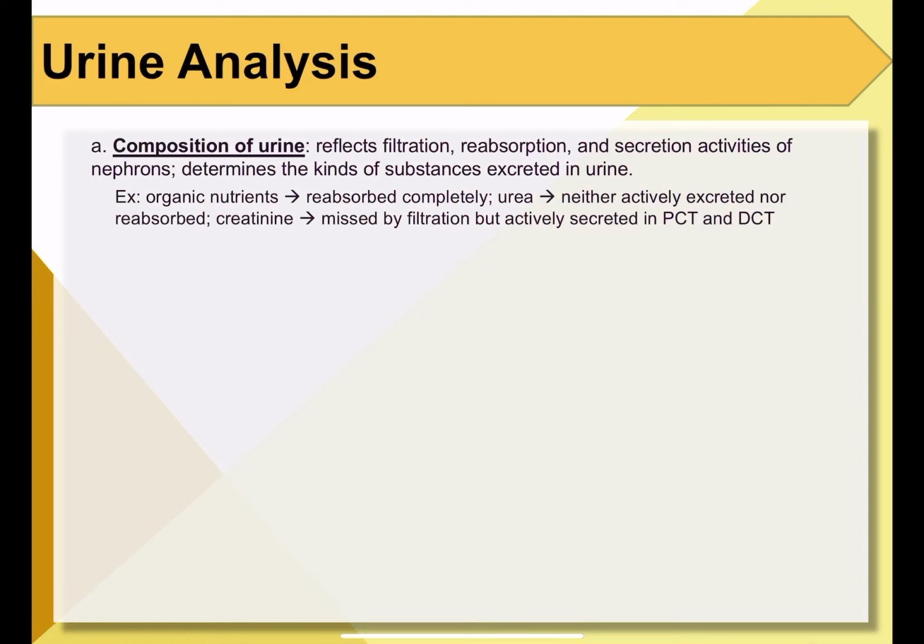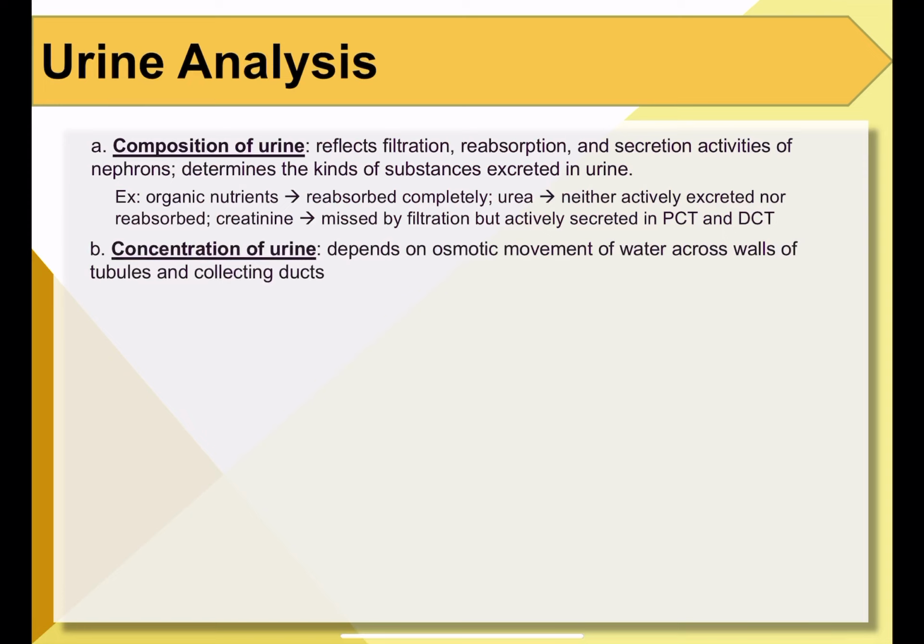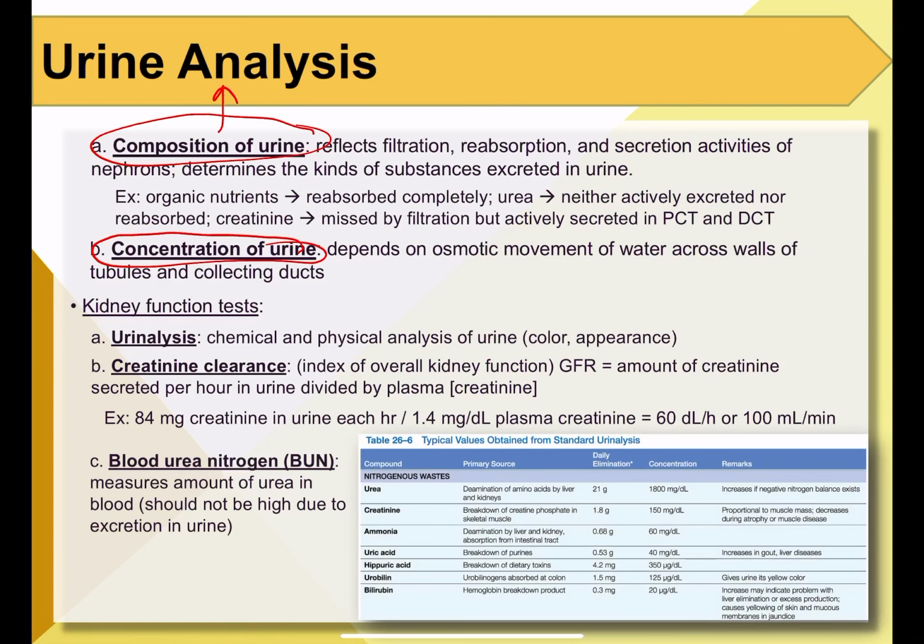The color appearance of the urine is also a good indication of the health of your urinary system. Okay, creatinine clearance is a way we can tell how well our glomerulus is doing the job of filtration. So the composition and concentration of urine is what we're trying to figure out through urine analysis. And these three kidney function tests tell you what's in your urine and what's not supposed to be.